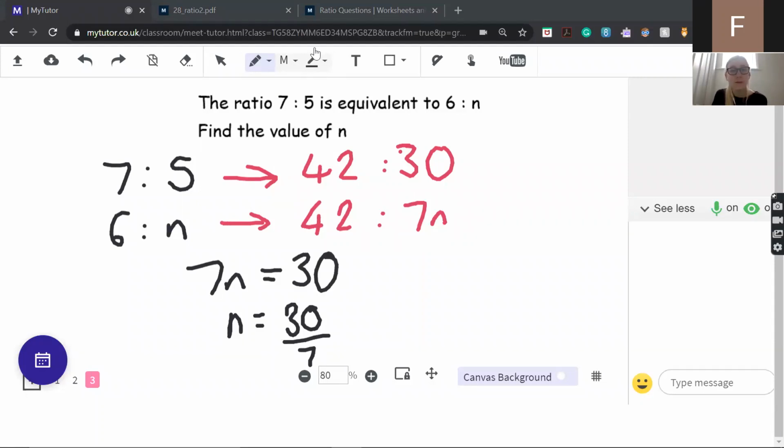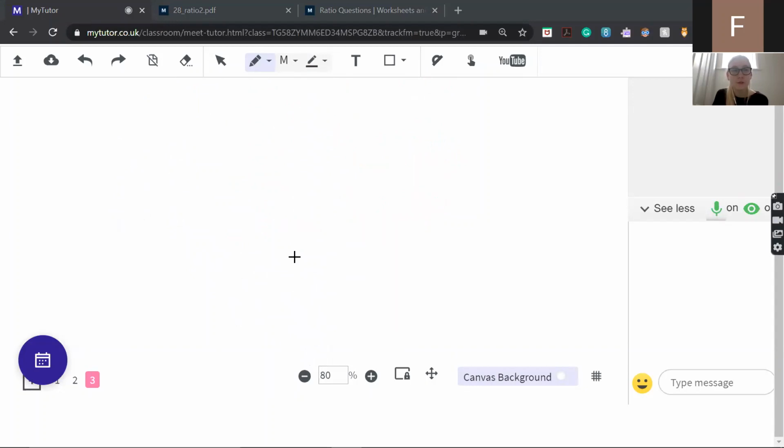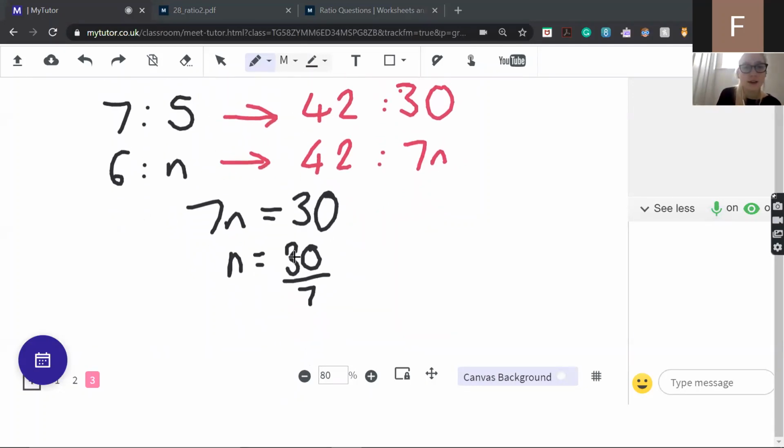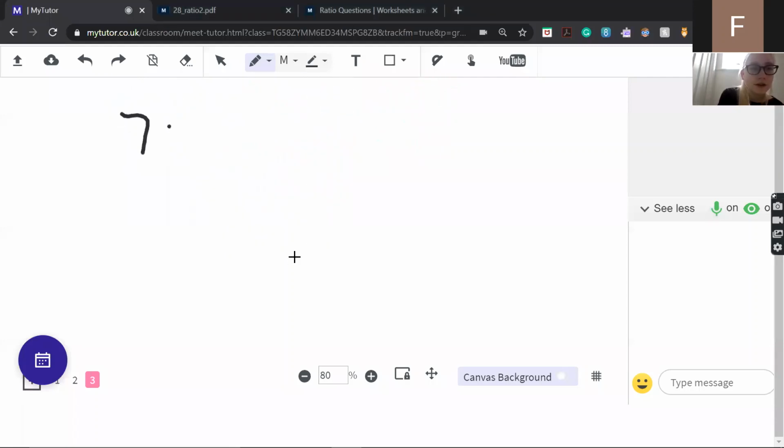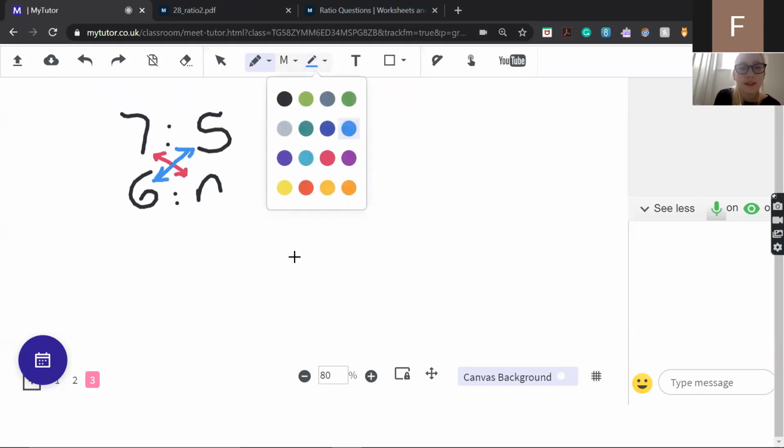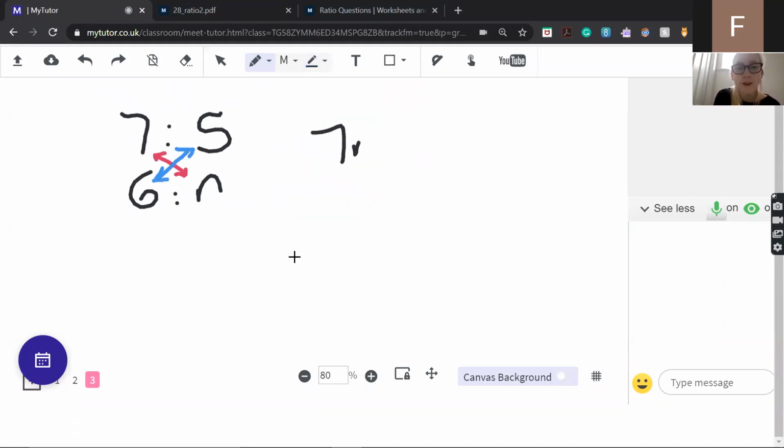Yeah, someone said as well about cross multiplication. I'll show you what that one is. And it's basically the same fraction method, but in disguise. So 7, 5, 6, n. Cross multiplication basically means that these two multiplied is the same as these two multiplied. And we actually get the same thing. 7 times n is 7n. 5 times 6 is 30. Our division method just sometimes makes it easy.